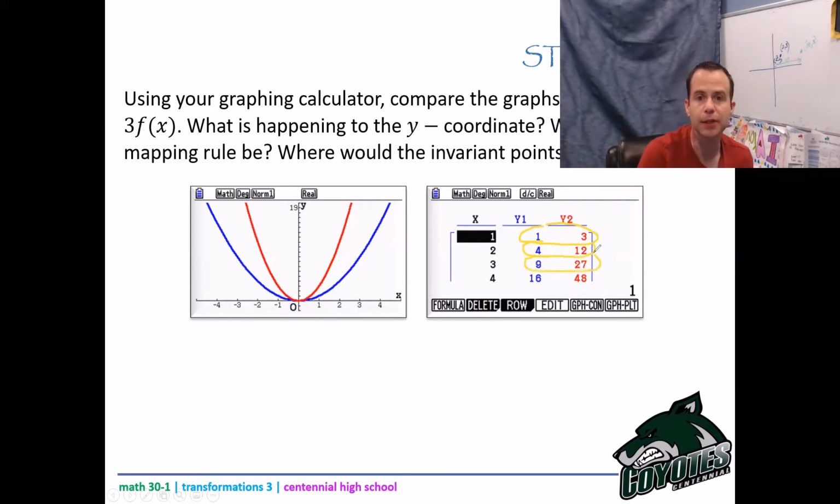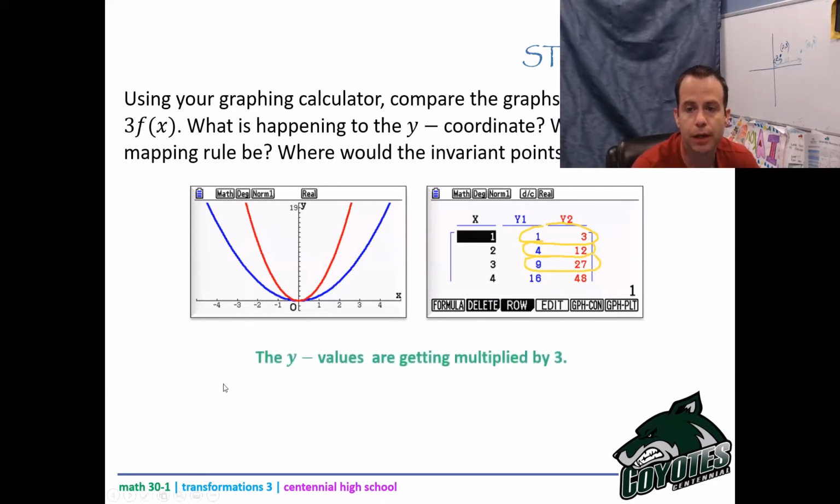So what's happening to the y values? They're being multiplied by 3. Okay, so they're being multiplied by 3, and we would call this a vertical stretch by a factor of 3. So the y values are getting multiplied by 3. The image point or the mapping rule would be x comma y maps to x comma 3y.